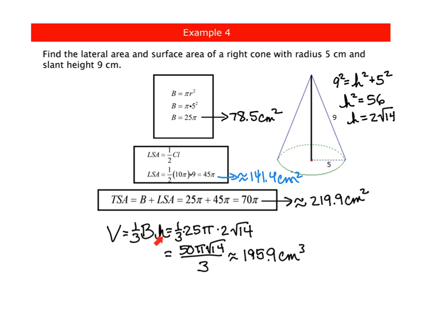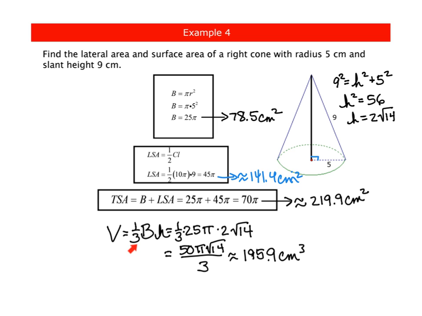The next thing I did was I found the volume. I noticed that my volume required the height. I wasn't given the height, I was given the slant height. So I used this right triangle inside my cone, and the hypotenuse of that right triangle is 9. The radius is one of the legs, so 9 squared equals height squared plus 5 squared, solving for h. I got 2 square root of 14.